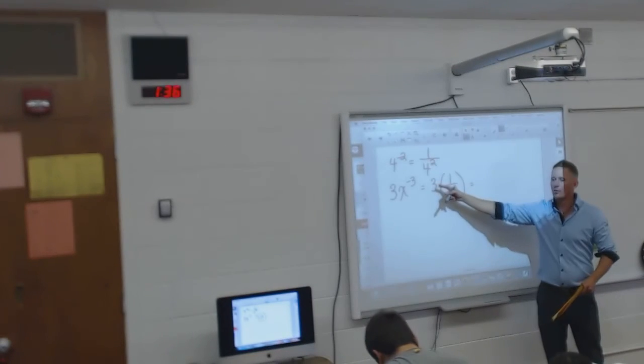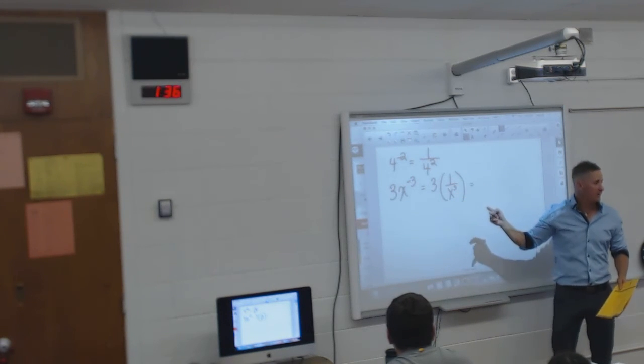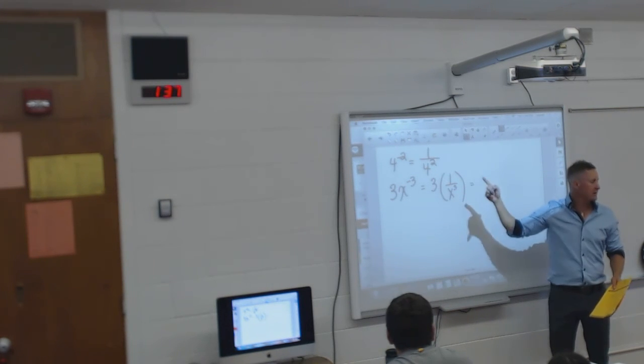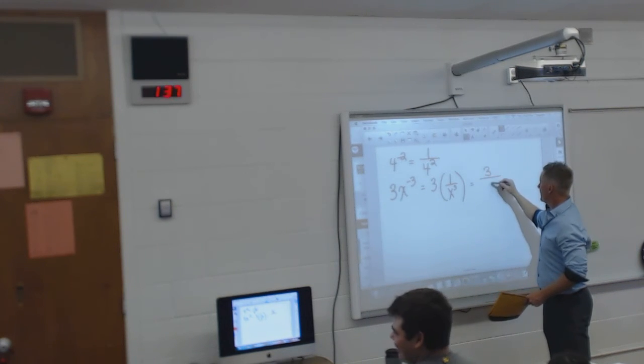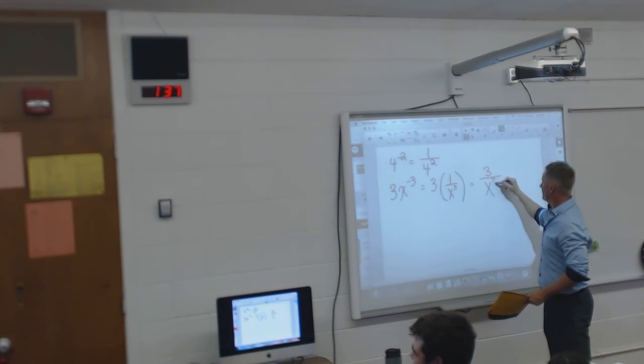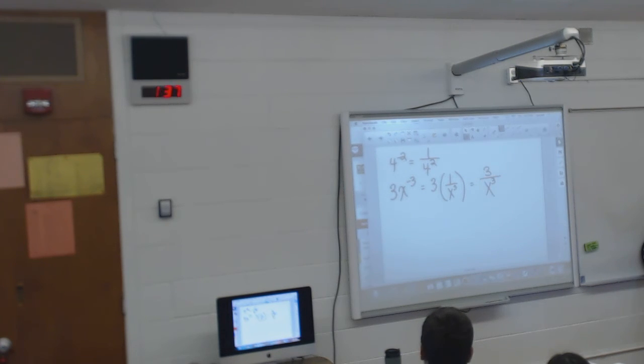Well, what do I do when I'm multiplying fractions? Multiply the tops and multiply the bottoms. You agree? Yeah. So what's 3 times 1? 3. There's your answer. I didn't actually need the 1 in there at all. I could have just left the 1 on top and put the x cubed on the bottom, and that's it.